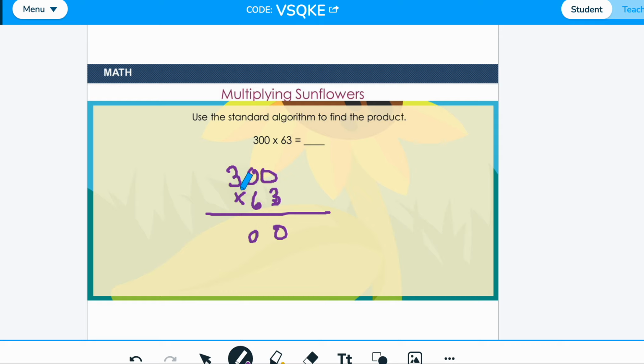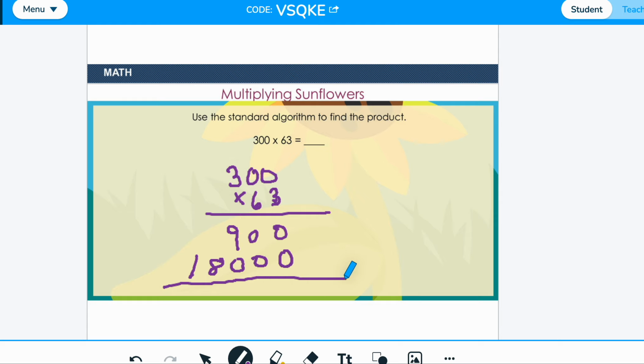3 times a group of 300, so 3 groups of 300 is 900. So I'm going to put a 9 in the hundreds place value. Now I'm going to move down to my 6 and the tens column. So I'm going to start here, which means I put a place value holder in the ones place value. So 60 groups of nothing is 0. 60 groups of nothing again is a 0. 60 groups of 300. Well, I know 6 times 3 is 18. So 60 groups of 300 is 18,000.